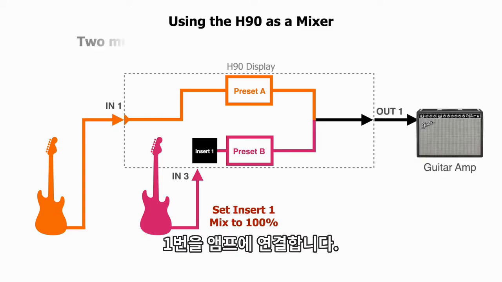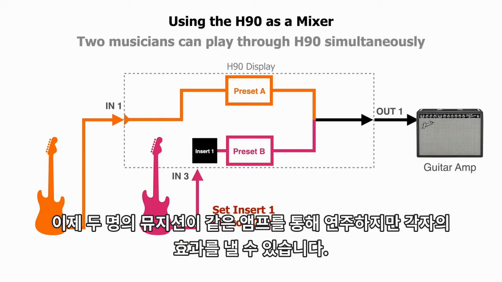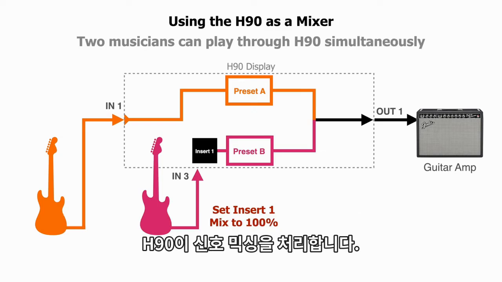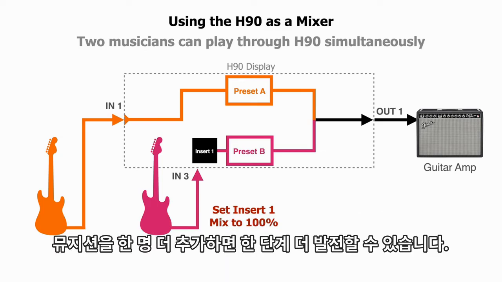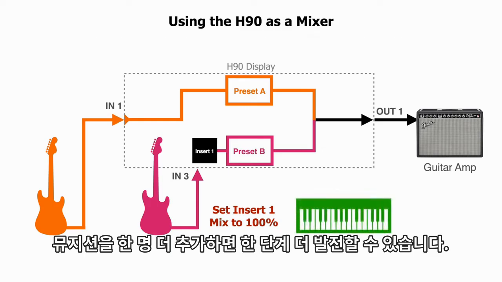Connect out 1 to an amp. Now, two musicians can play through the same amp, but have their own effect. The H90 takes care of mixing the signals for us. We can take things a step further by adding one more musician.